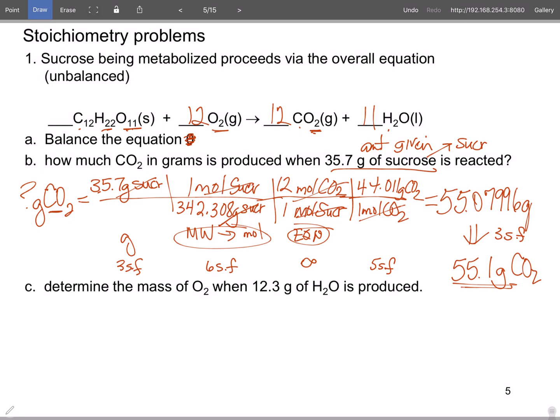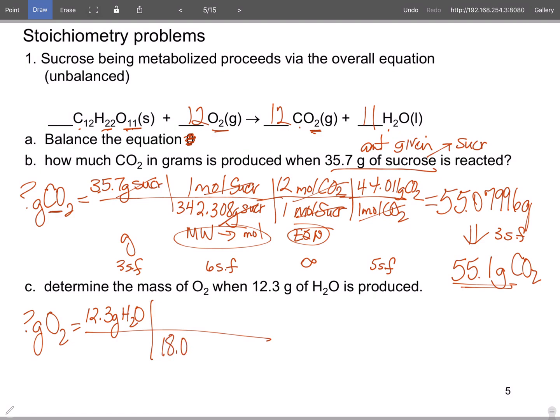Now, the second question says determine the mass of O2 when 12.3 grams of water is produced. It doesn't matter whether you're talking about 2 reactants, 2 products, reactant, product, product, reactant, whatever, as long as you go through the equation. So here again, we want the grams of O2. That tells me where I'm going. I'm going to start with the amount given, which is 12.3 grams of water. Well, if I'm converting water to oxygen, I have to go through the equation.